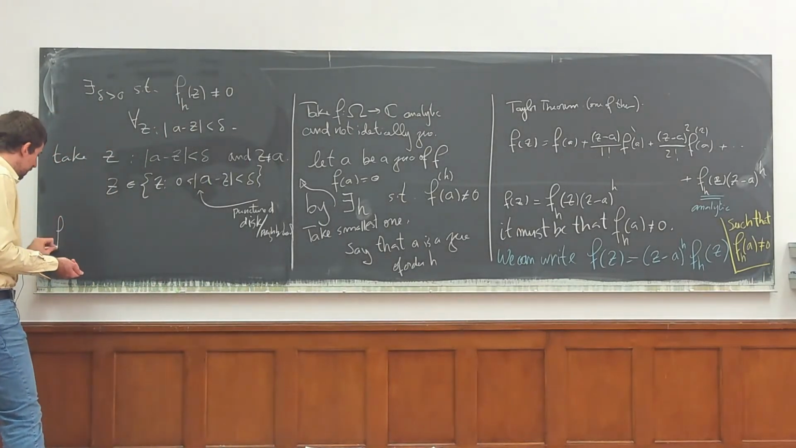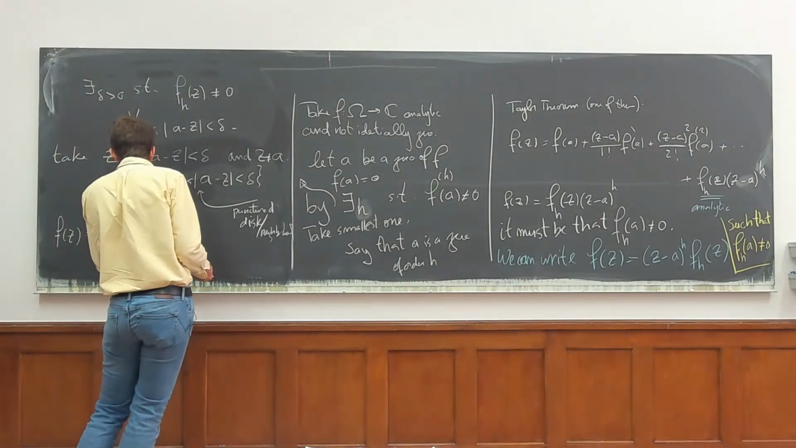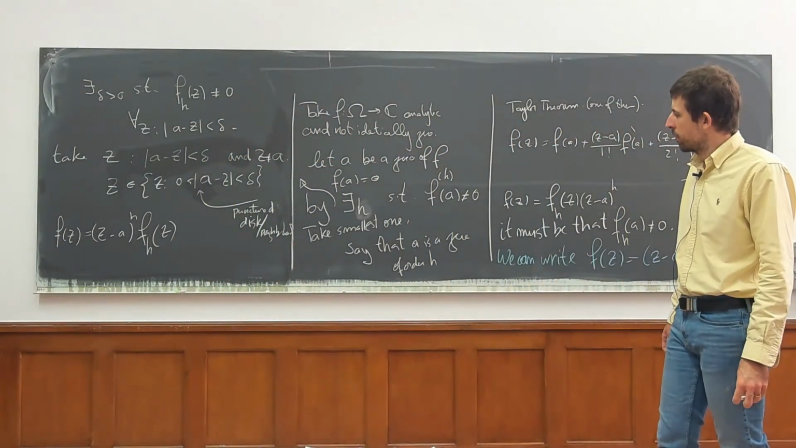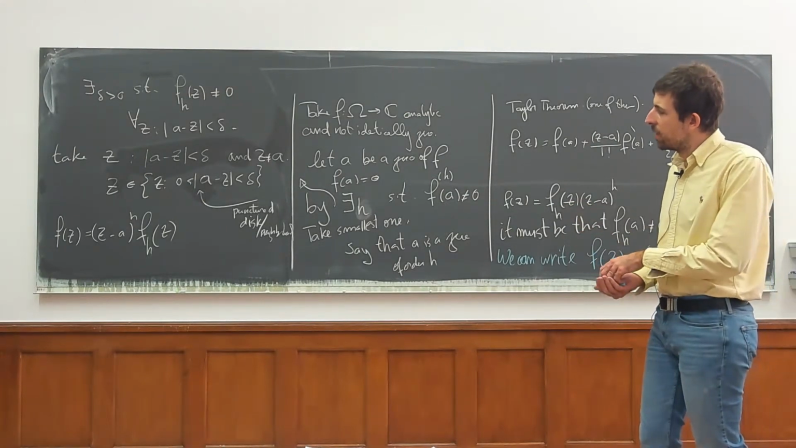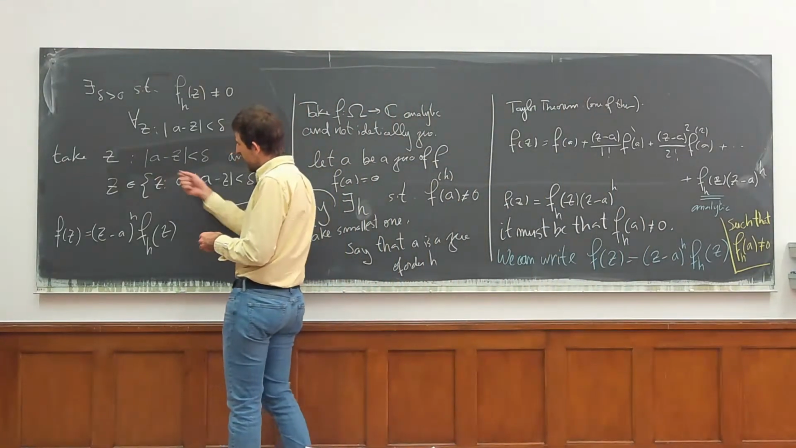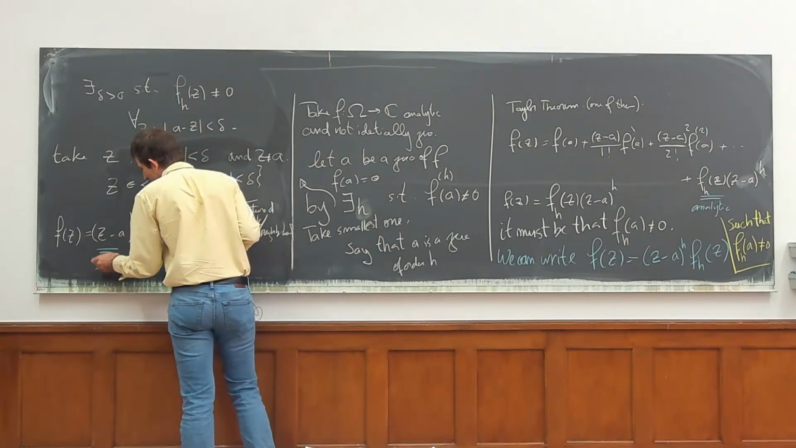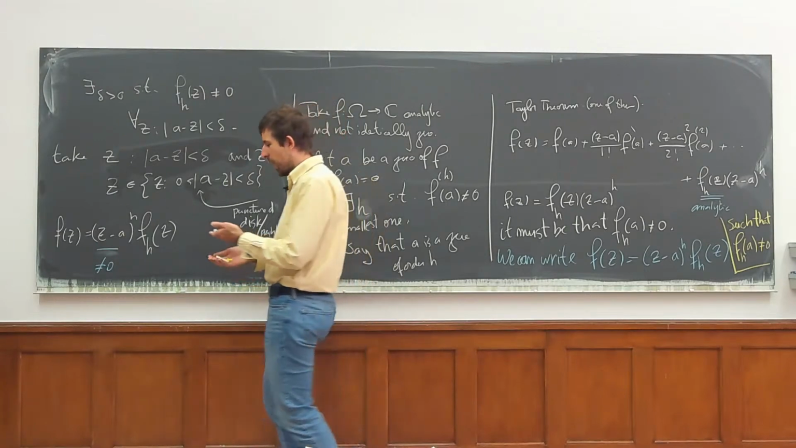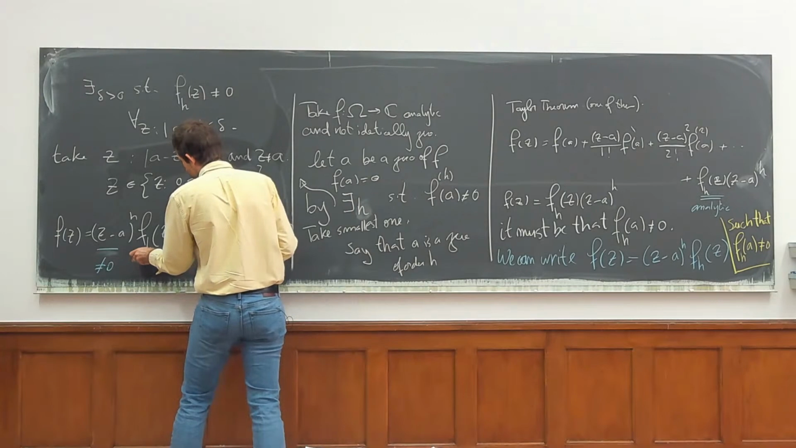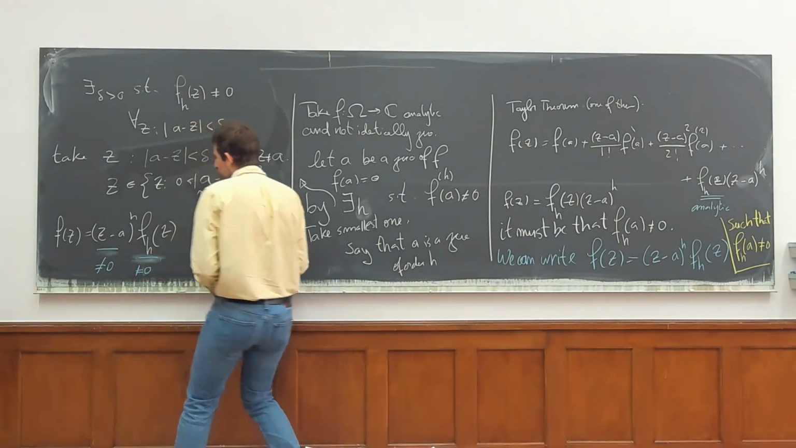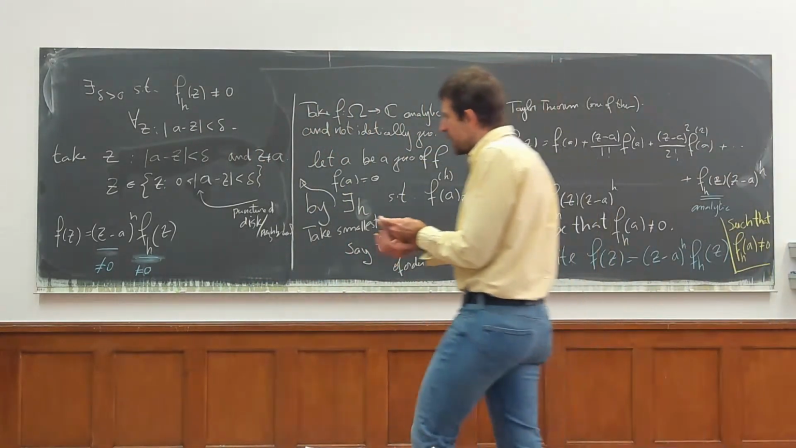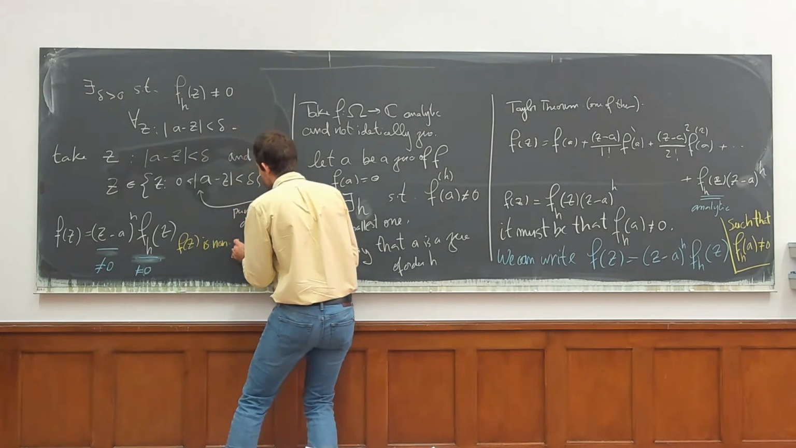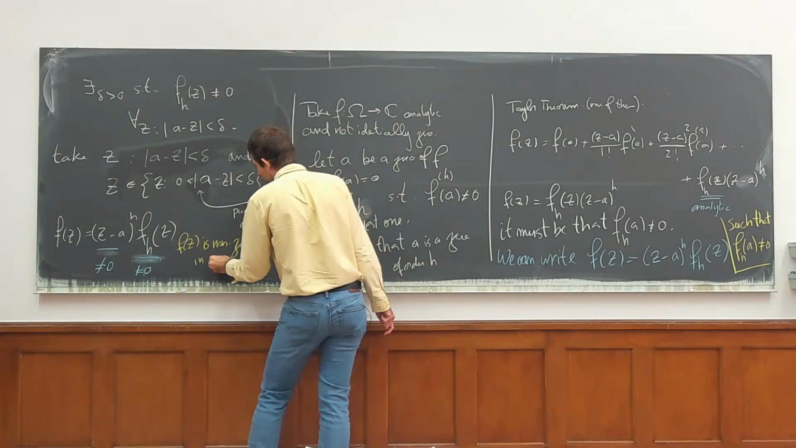So f of z is equal to (z minus a) to the h times f_h of z. Okay, but if this is the case, right, then for z here, this is non-zero, right? Because z is not equal to a, so z minus a is for sure non-zero. But by hypothesis, this is also non-zero. Right, this is also non-zero. And so what this means is that f of z is non-zero in this set, in a punctured neighborhood.